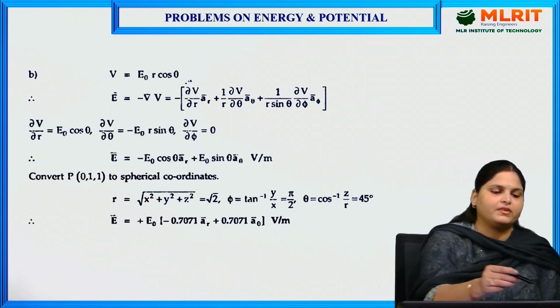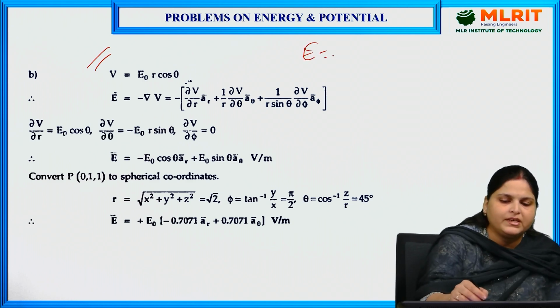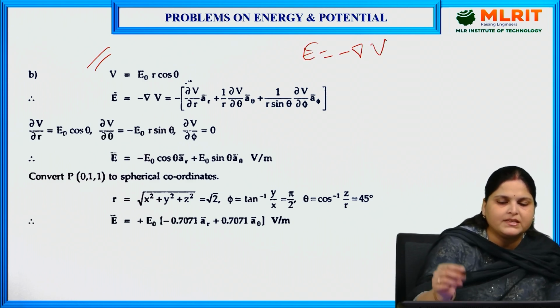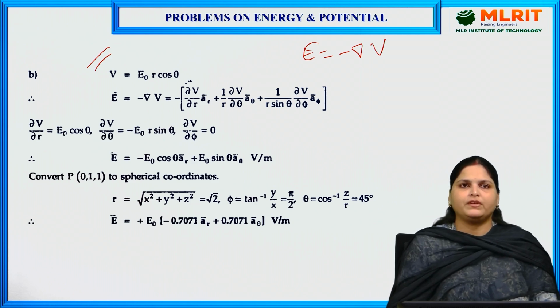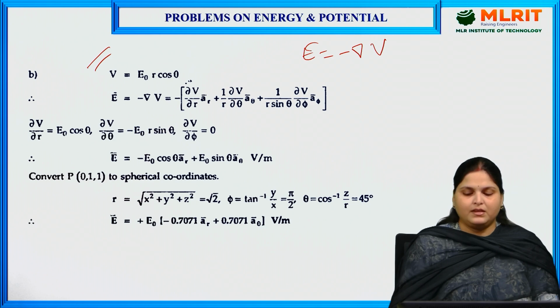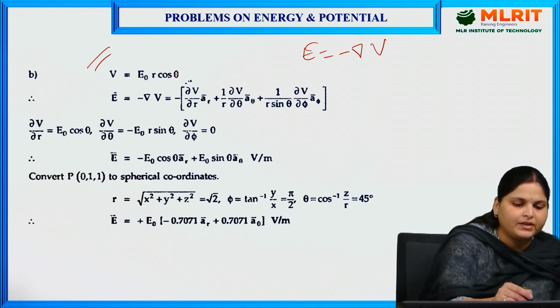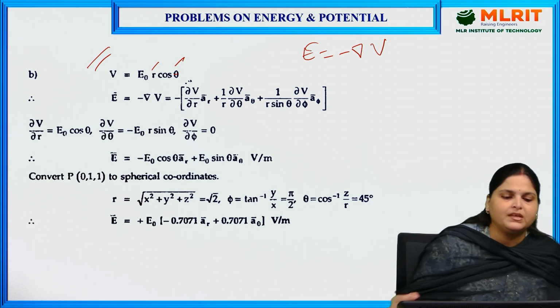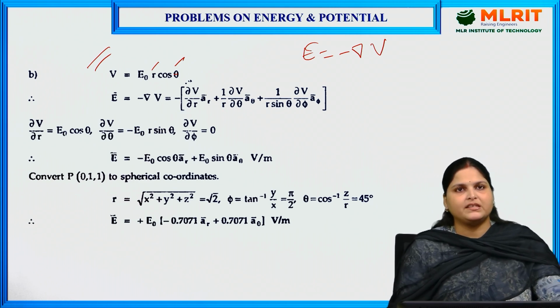Next, again we have to find E equals minus del V, the negative gradient of V. But in this question, the potential is given in the spherical coordinate system, as is clearly visible here. We have r and theta, so r and theta will be there in the spherical coordinate system.